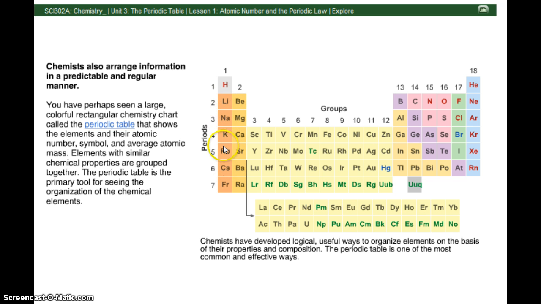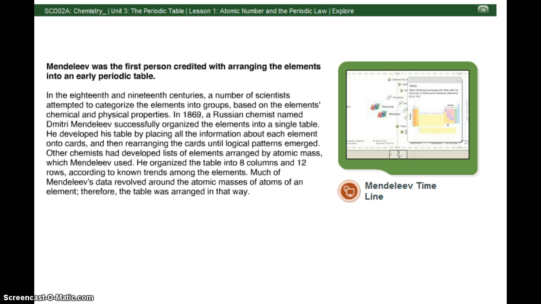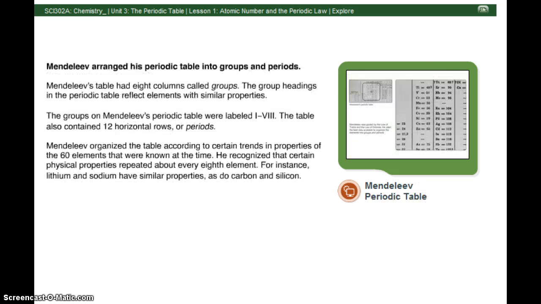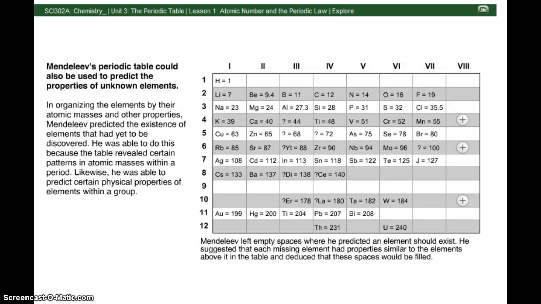So these orange elements have a lot of the same properties. These light orange elements have a lot of the same properties. This column has a lot of the same properties. I know they're different colors. We'll get to that. This column had a lot of similar properties. So every column or group has similar properties. And all the noble gases act the same. They have similar properties. So that's what he saw repeating, and that's the information he used to make his periodic table.